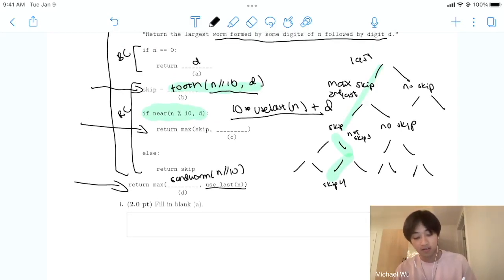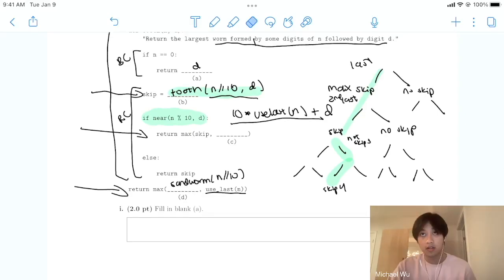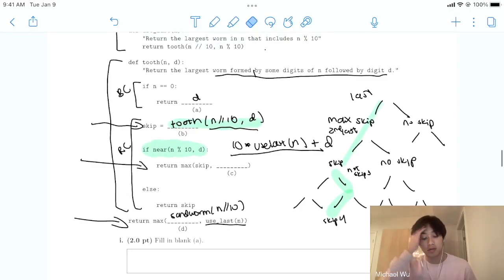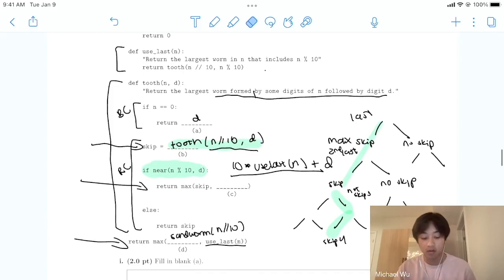For this last case, where you're returning the max of sandworm and use last, the reason why we wanted sandworm here is because we want a way to return the largest worm that doesn't include the last digit, n. And sandworm is the only way to do that. If you were to call tooth instead, well, tooth returns the largest worm formed by some digits of n followed by digit d.